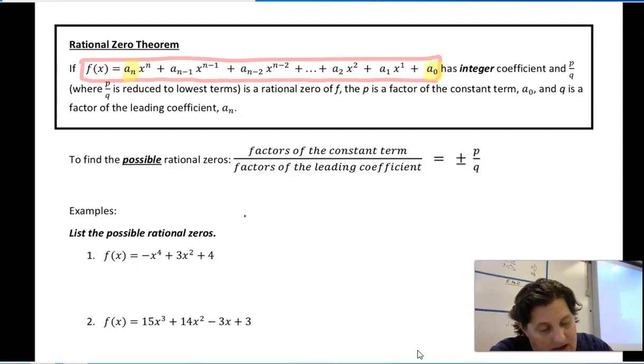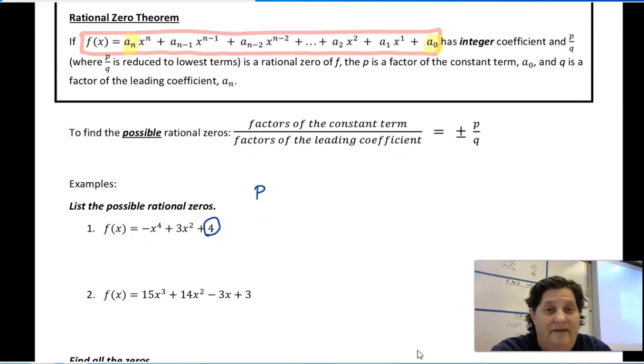So first of all, I'm going to list all of the factors of p. I'll put plus or minus on at the end. This is p right here, the number 4. Factors means what it divides by. 4 divides by 1. 4 divides by 2. It doesn't divide by 3, and it divides by 4. Okay, so those are my p values, and those are all plus or minus.